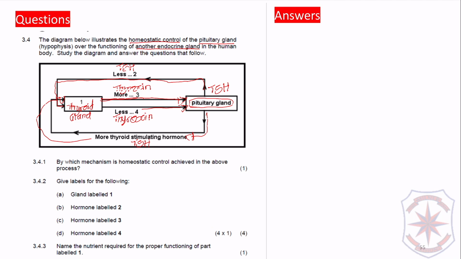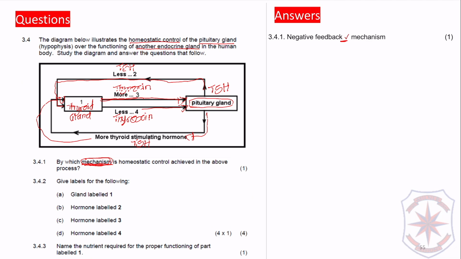By which mechanism is homeostatic control achieved by the above process? This is a standard question, and the answer is negative feedback mechanism. The name of the mechanism is negative feedback mechanism. I have put the tick there next to negative feedback because the word mechanism is in the question. Okay, don't just write negative feedback to be safe. Write it in full. Negative feedback mechanism.